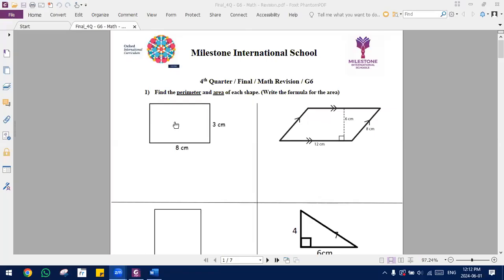Hello everyone, in this video I'll be solving the revision sheet for the final exam. Question 1 we have, find the perimeter and area of each shape. And here it says write the formula for the area.